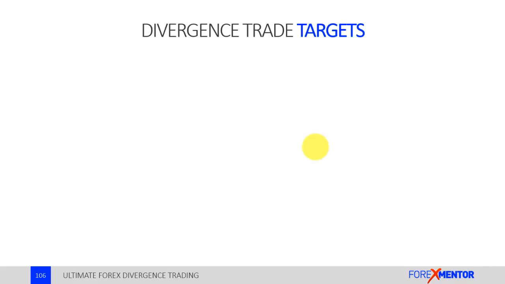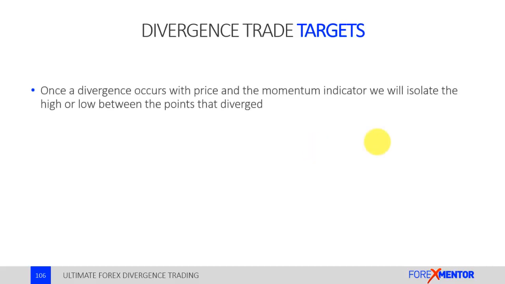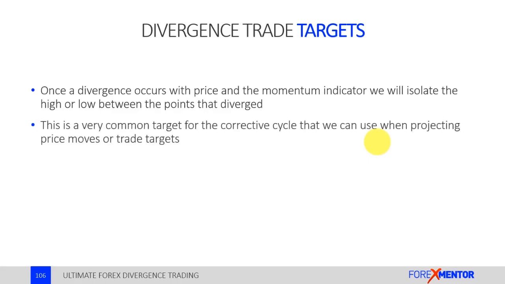Divergence trade targets. Once a divergence occurs with price and the momentum indicator, we're going to isolate the high or the low between the points that diverged. We do this because it's a very common target for the corrective cycle, and we can use this to project price moves or even trade targets. If we enter into a trade, we can use these points for those trade targets.